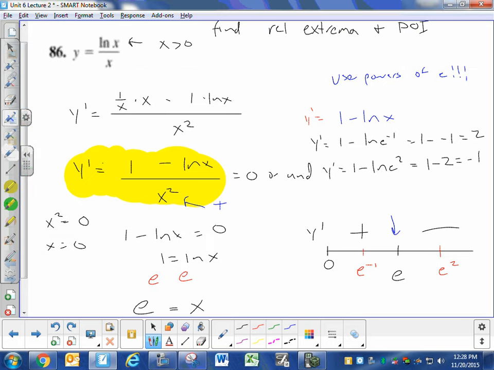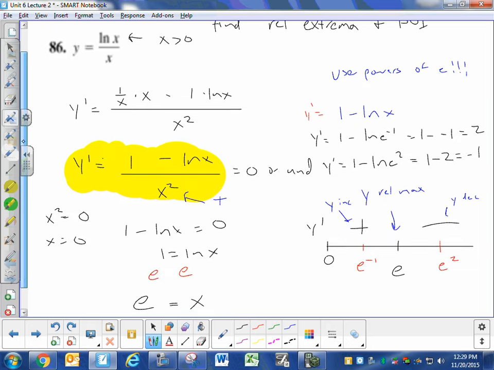Well, it looks like we have a relative max at e. Why do we have a relative max? Because y prime changes sign from positive to negative at that location. Okay, that means y is increasing from 0 to e, and then y is decreasing after e. Now we have to move to the second derivative to find the points of inflection.